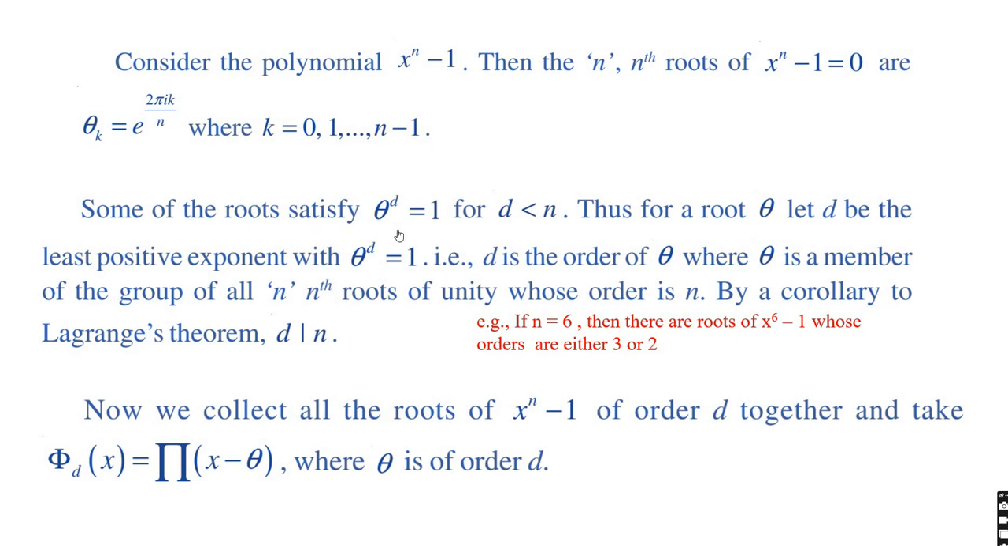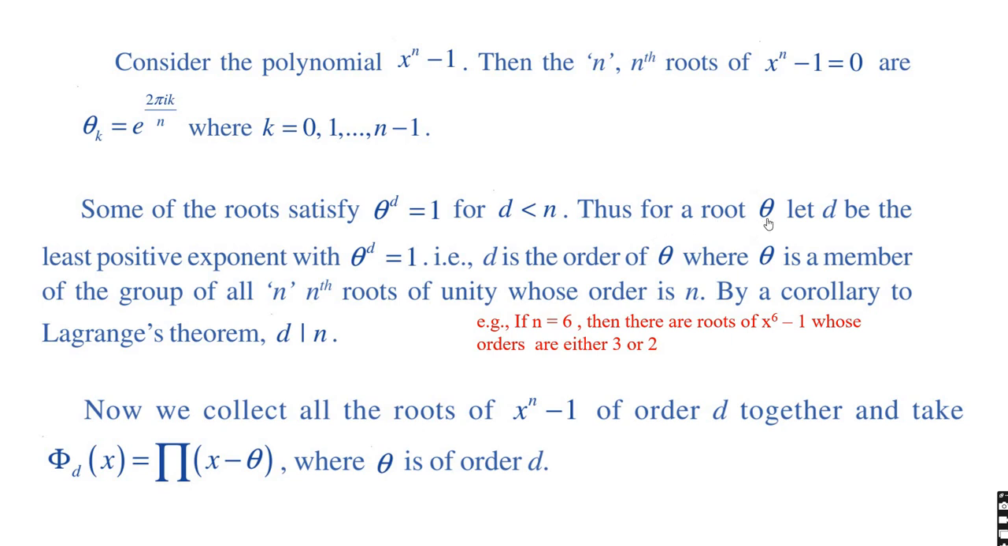Now some of the roots satisfy theta power d equal to 1 for d less than n. For n it is definitely true. Theta power n is 1. But what we say here is when we have n, and especially when n is an even number, for d less than n, we have theta power d to be 1.